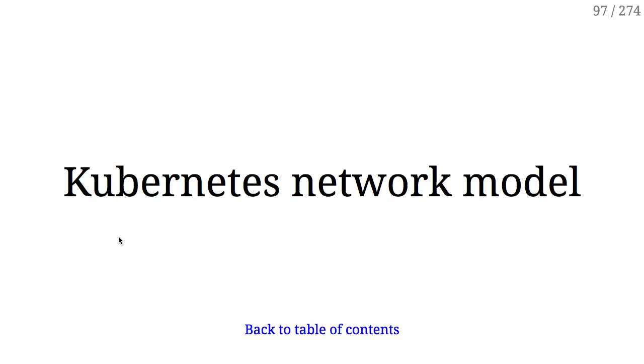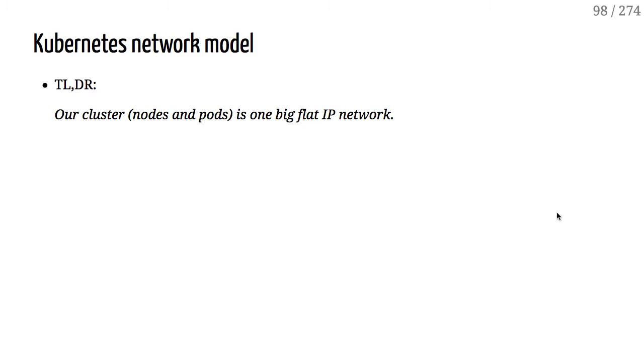A little bit more theory before we start rolling up our sleeves and running containers, I mean pods. I'm going to talk about the Kubernetes network model, because this is maybe one of the most confusing things when you come from a Docker background, because both network models are very different, unfortunately. So the short version is that the whole cluster, all the nodes, all the pods, are one giant flat IP network. That's it.